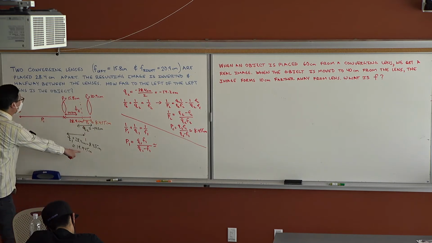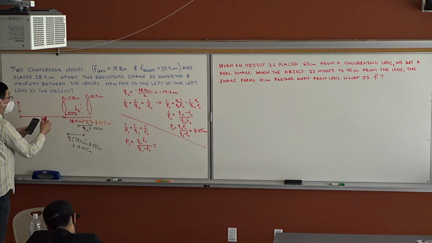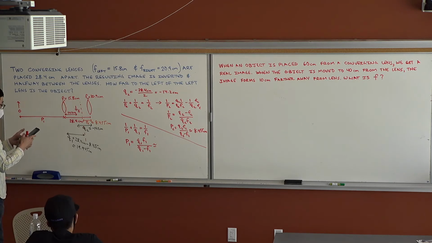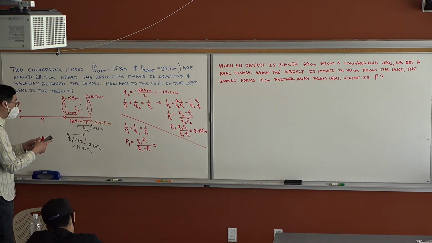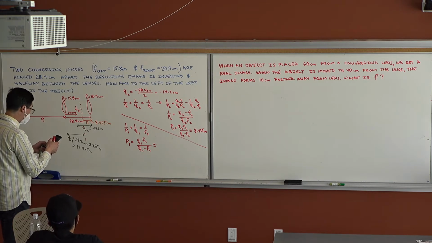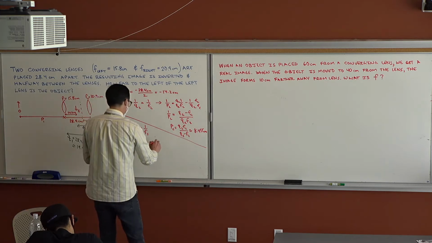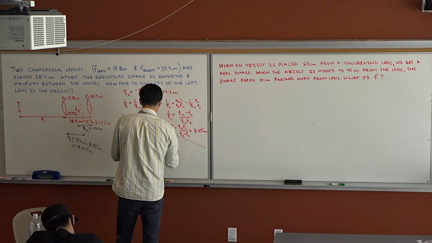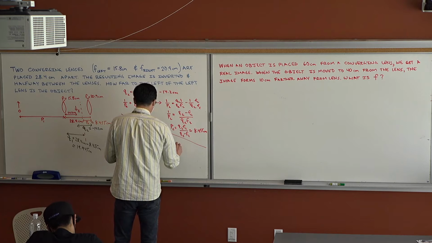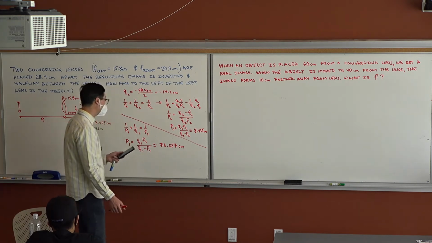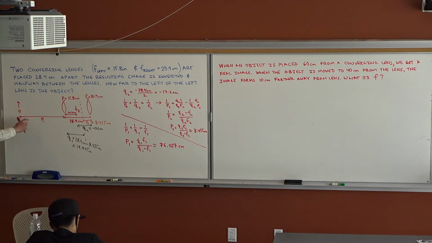$19.945 is Q1, right? That's the value we just got. Minus 15.8 is F1. And then shift 1 over x times 19.945 times 15.8, and we get about 76.027. That's way too many sig figs. So that tells me that this object is about 76 centimeters to the left of the left lens.